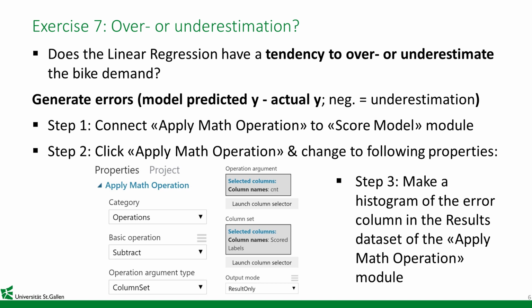This is quite a nice property to have and makes things much easier. A lot of the times you will see that errors are defined by subtracting the model predicted y from the actual y, so the other way around. But then you don't have this nice interpretation with the sign. Now, as a first step, simply connect the apply math operator module to the score model module. In a second step, just click on the module and change the properties like you see on the slide. After that, you make a histogram of the error column in the results dataset of the apply math operation module, and you will see very quickly whether or not you have a tendency to over or underestimate the bike rental demand.